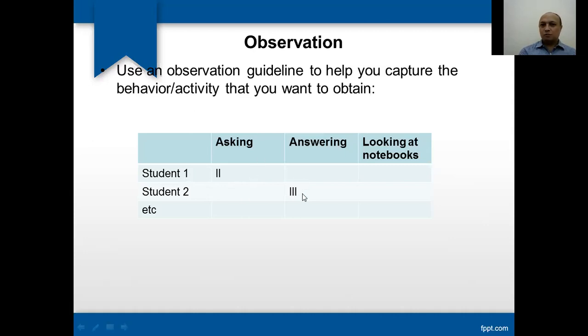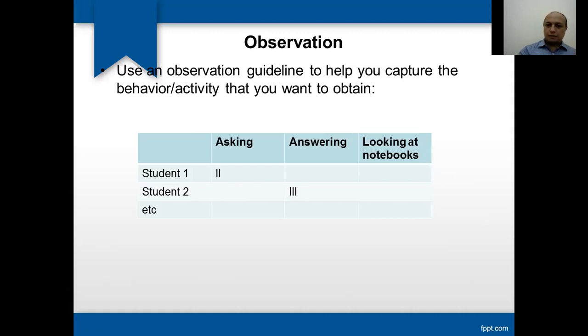Also with student two, probably the student does not ask anything but keeps answering questions from the teacher. Then you just tally the frequencies, and that's how you use your observation guideline to help make your observation directed. If it is directed, then it is focused. If it is focused, then it tends to be reliable.